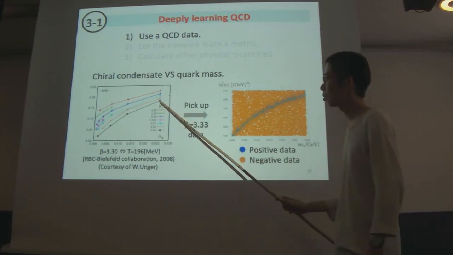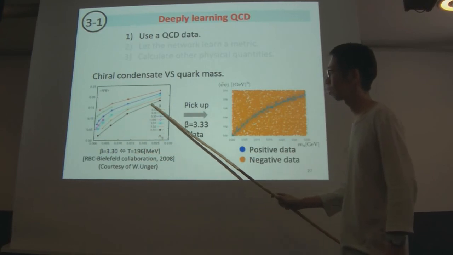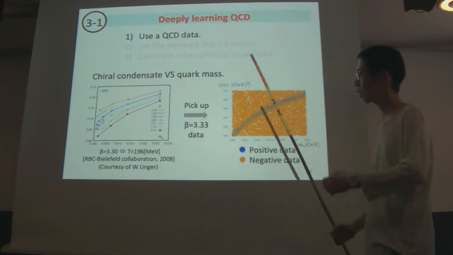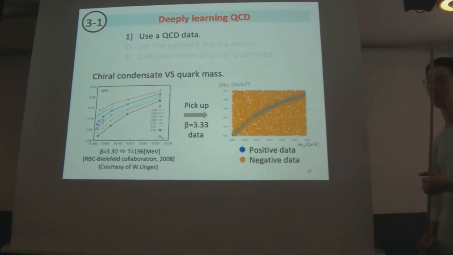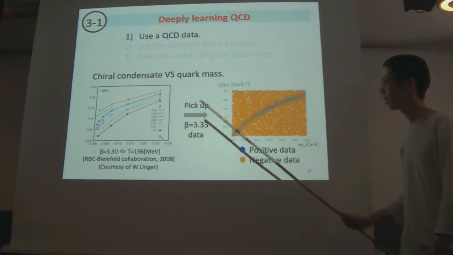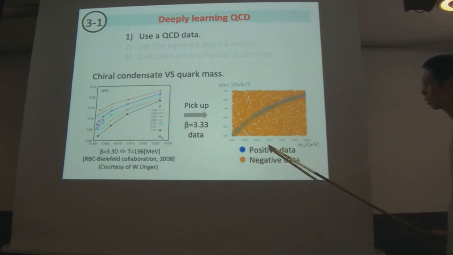So if I choose this temperature, which is above the critical temperature of the real QCD, then what happens to the emergent metric? That's a nice, interesting question. So I pick this, and then I generate positive and negative data.